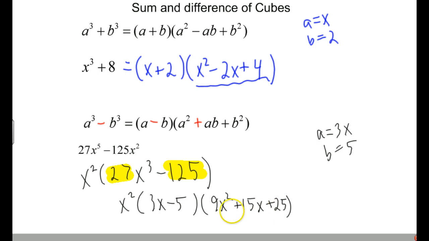Again, you might want to try to factor that. It's possible sometimes it'll factor, but usually you're done at that point.